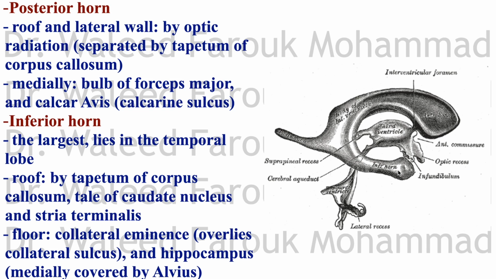The roof is formed by the tapetum of the corpus callosum, the tail of caudate nucleus, and stria terminalis. The floor is formed by the collateral eminence, which overlies the collateral sulcus. Remember the parahippocampal gyrus. The sulcus next to the parahippocampal gyrus at the inferior surface is called the collateral sulcus. Its floor pushes the collateral eminence in the floor of the inferior horn of the lateral ventricle.